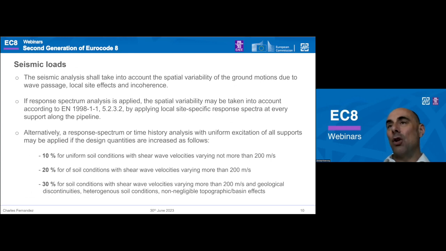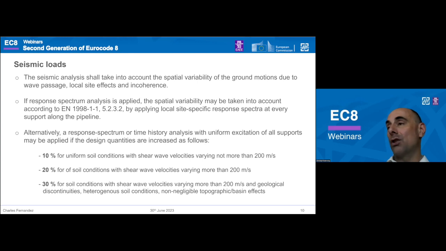So the seismic loads that should be taken into account should take into account the spatial variability of the ground motion. And this is due to the traveling wave. So if the wave is traveling along the pipeline, we have to take into account local site effects and differences and changes in the soil properties, because if we have changes in the soil properties, we can easily see it in the design codes, the national design codes.